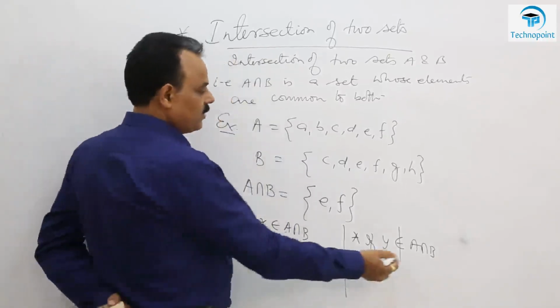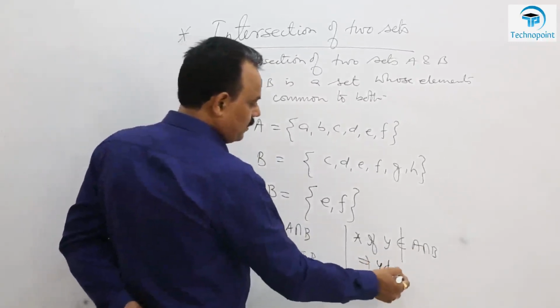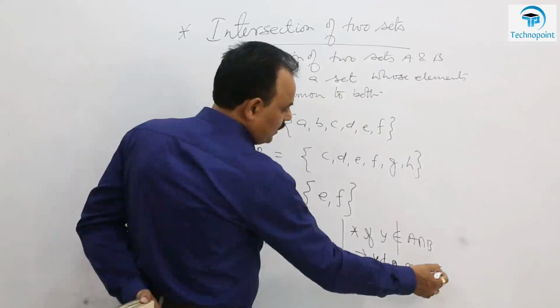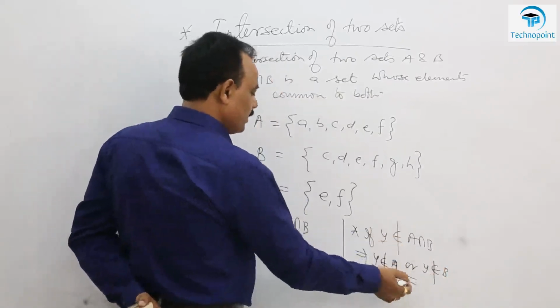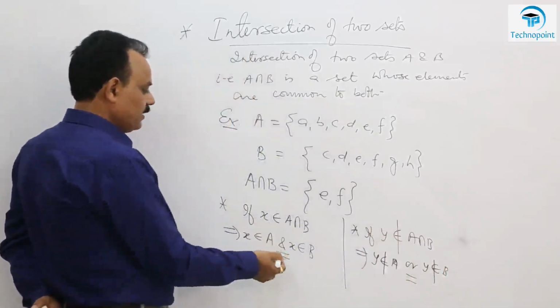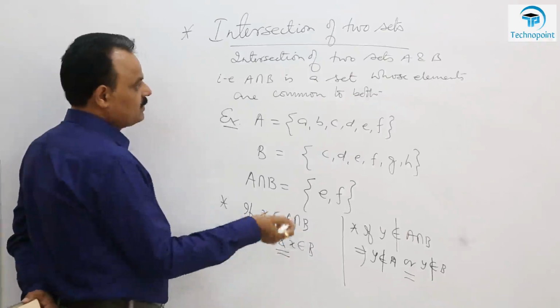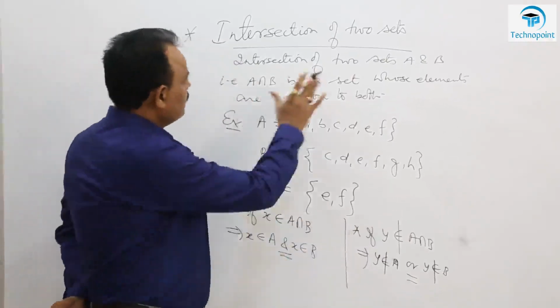But if Y does not belong to A intersection B, then either Y does not belong to A or does not belong to B. So if you have does not belong to, then put or in this case of intersection, and if you have belongs to, then put and in case of intersection. This is thus just reverse of union, so you must know this, and this is very easy.